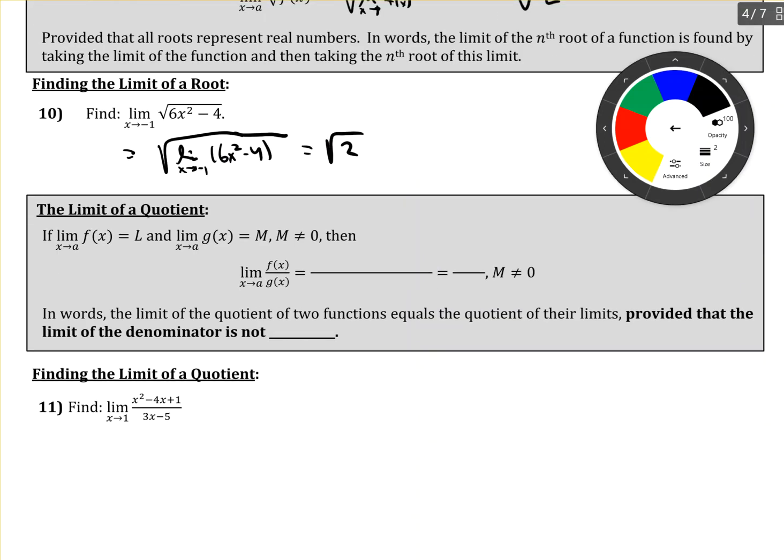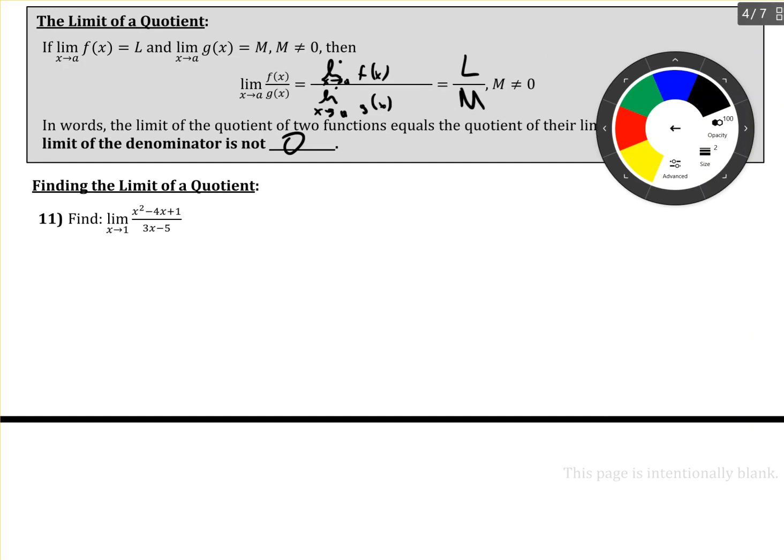All right, and then assuming the limit of g of x is not equal to 0, I can look at it this way. If the product rule works, then the division rule, the quotient rule, is going to work as well. Basically, the limit commutes with all these operations. The exception on this one is that m can't be 0 because we'd be dividing by 0.